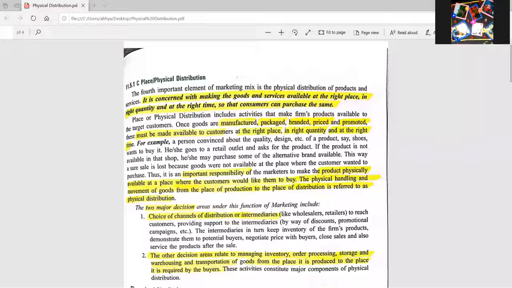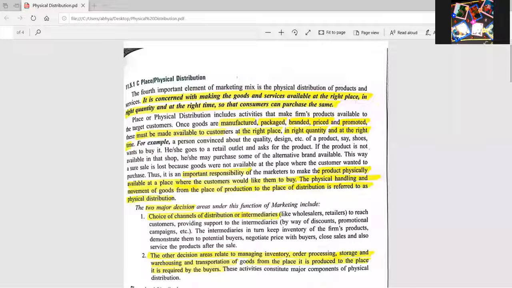Okay. So the important element of marketing mix is the physical distribution. This is also known as place mix or physical distribution of products and services. It is concerned with making the goods and services available at the right place, in right quantity and at the right time so that the consumers can purchase the same.